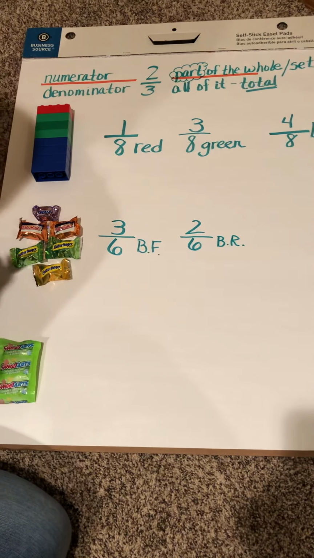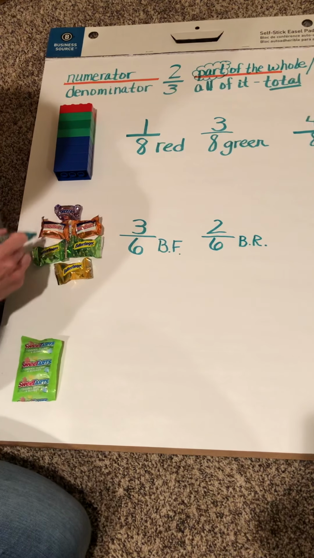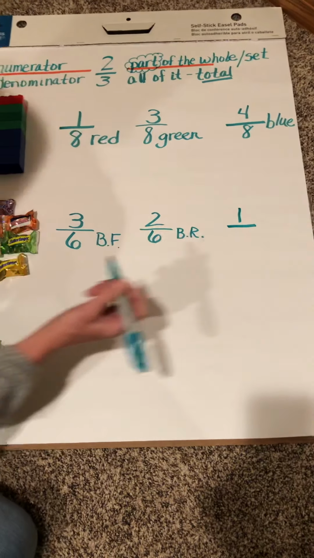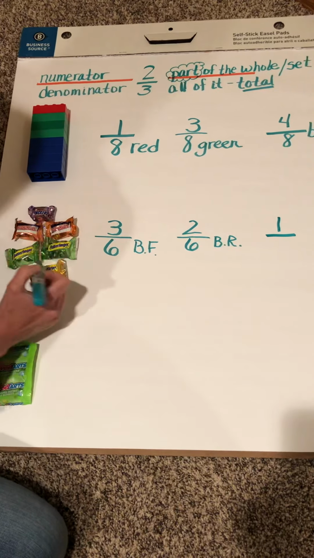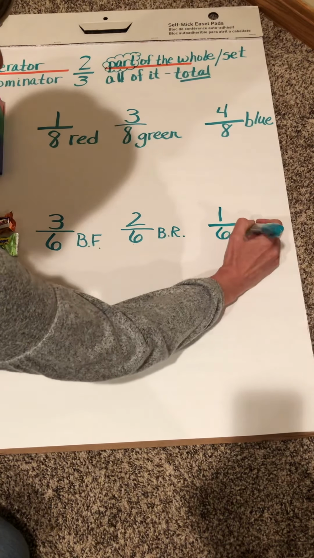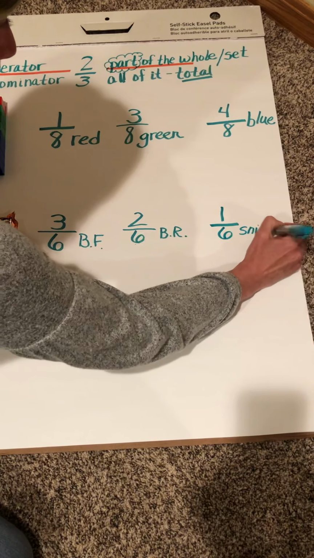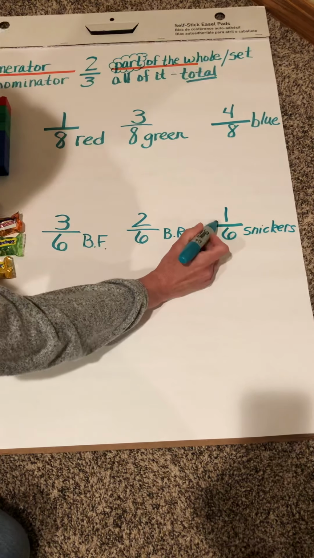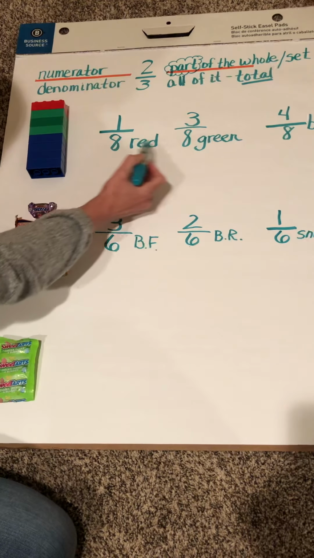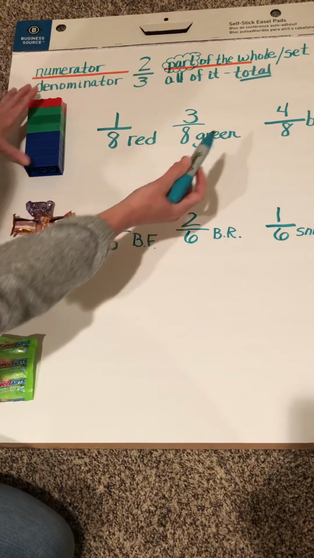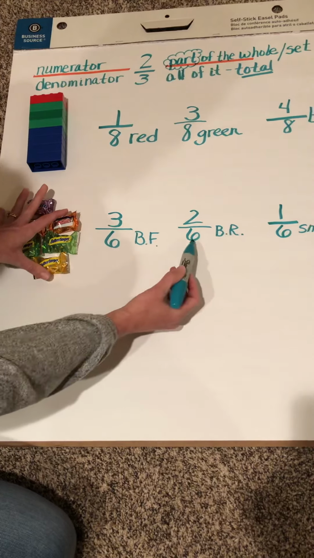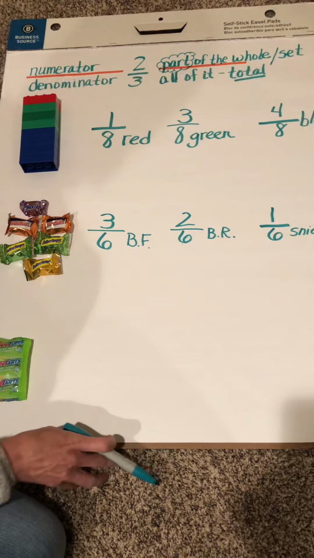And now let's move on to our Snickers. I see only 1 Snicker. So 1 is going to be my numerator over the entire set, which is still 6. The denominator, notice, has not changed. So 1/6 of my candy are Snickers. Okay, so notice up here, the denominator never changed because we talked about this tower the whole time. And the denominators here never change because I didn't take away anything.